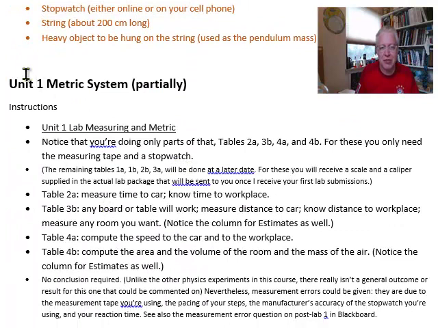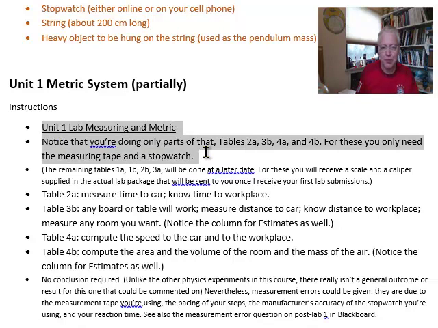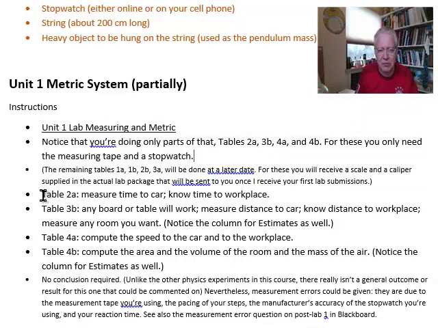And then it says here, Unit 1, metric system, you're only going to do that partially. So here we go, and this is what you're going to do. These 4 tables here, and I think at least one of them is just computing. So table 2, measure time to car, and time to workplace. Table 3, measure distance to car, workplace, and measure any room that you want. Then table 4, compute the speed, and table 4b, compute the area and the volume.